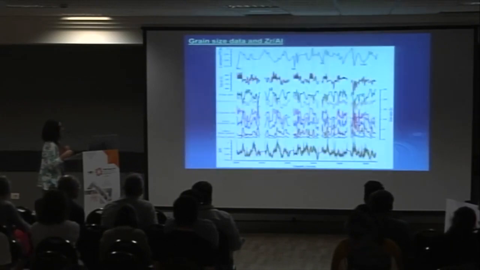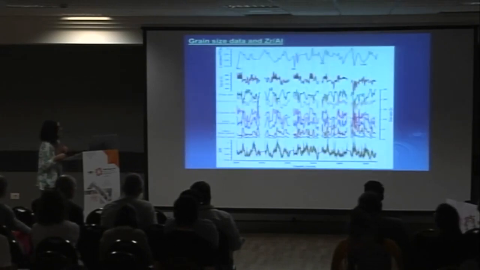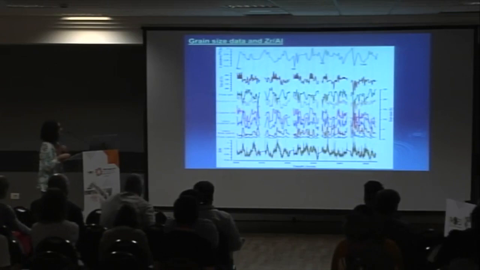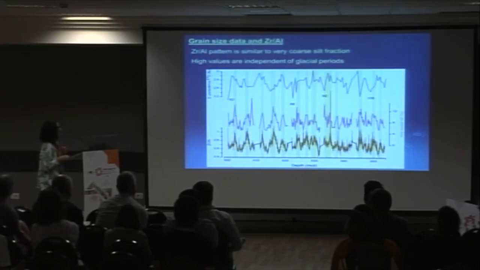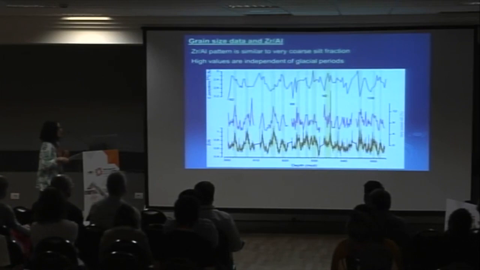I did this experiment where, instead of just comparing the total silt with the zirconium-aluminum, I compared the zirconium-aluminum ratio with all the fractions in the silt and also the sand. And the maximum correlation is with the very coarse silt. So the patterns of the zirconium-aluminum are very similar to the very coarse silt.